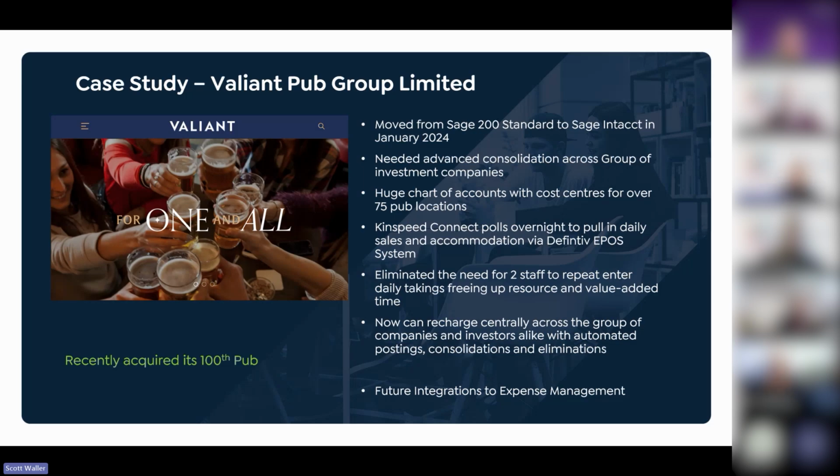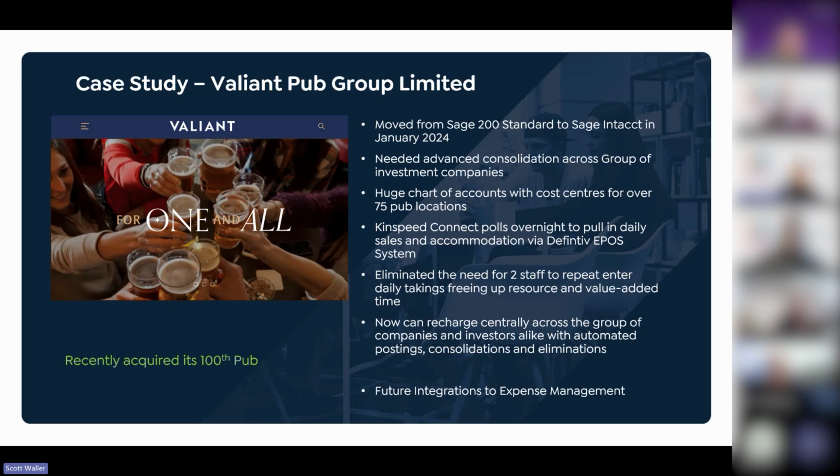What we then explored was, well, we have an open API in Sage Intacct, and you have an EPOS system. How do we get that data into Sage Intacct? So we built out the connection, and now we poll overnight. When those 2 staff members come in the morning, they're presented with a dashboard inside Sage Intacct that lists all of the EPOS takings from the pubs that have polled overnight. Again, saving that time, they can make decisions on which pubs are failing and which pubs' takings are dipping. They can make decisions on the data because we've brought it to them. They're not just sat manually entering it.